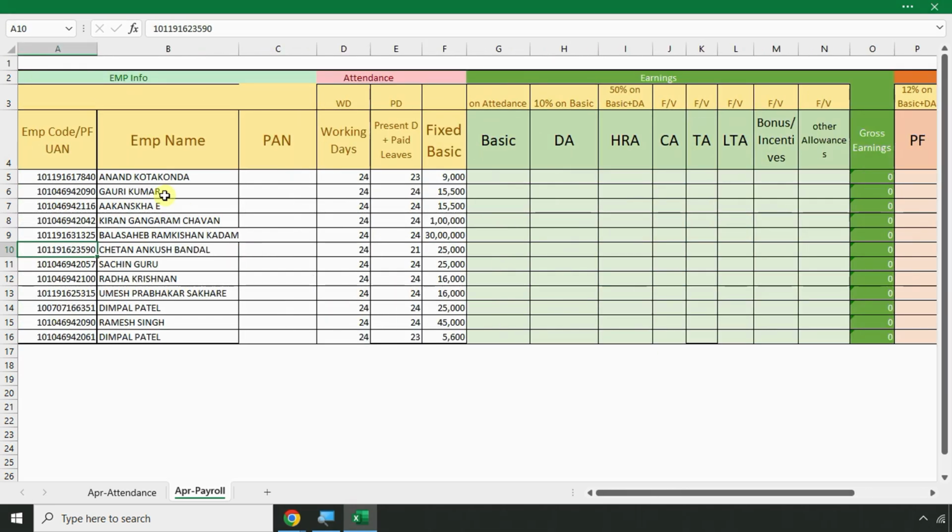So I have a template. I will also share this template in the WhatsApp group. Okay, you just check this once.